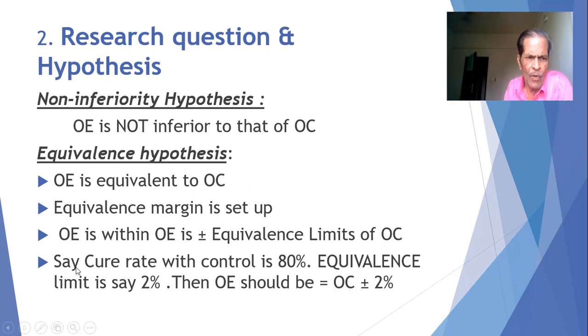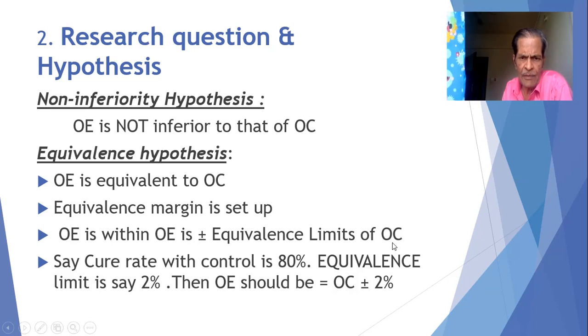So if OE, that is the outcome in the experimental group, is within the plus or minus equivalence limits of the OC, the equivalence hypothesis is stated. Suppose the cure rate with the control group is 80% and the equivalence limit set up is, say, 2%. Then the outcome in the experimental group, that is the cure rate in the experimental group, should be OC, that is the outcome in the control group, plus or minus 2%.